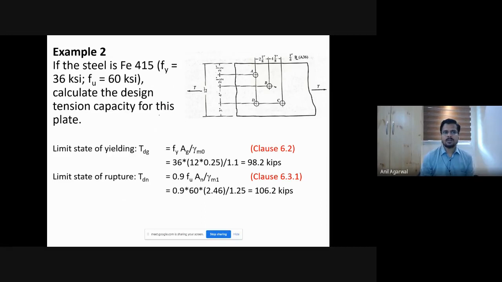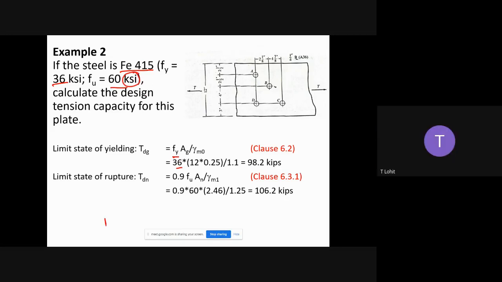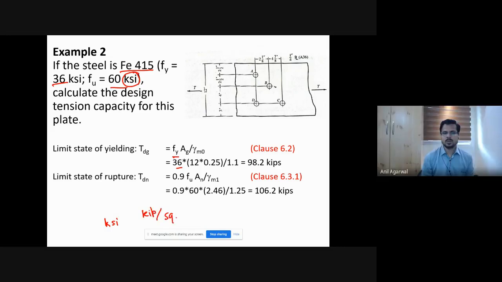Okay, and if you have to calculate the capacity, and Fe415 is used, so for this steel, the Fy value of 36 KSI and Fu value of 60 KSI is given. 36 KSI, you understand what KSI is? Kips per square inch. Yeah, kips per square inches. PSI will be pounds, represented as lb per square inches. These are the units of stresses or pressure.